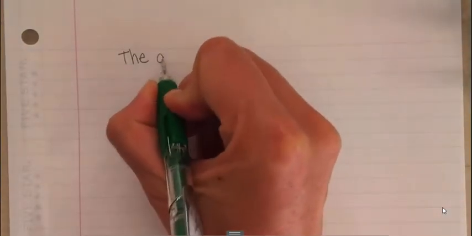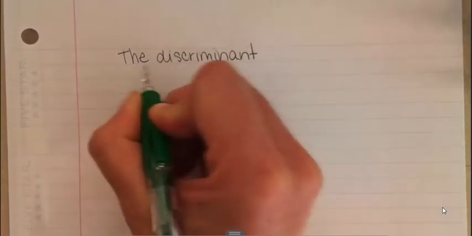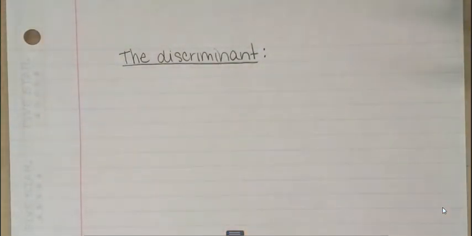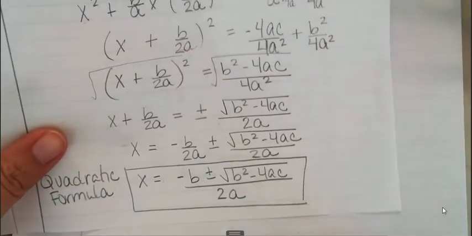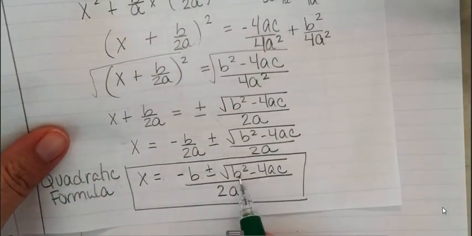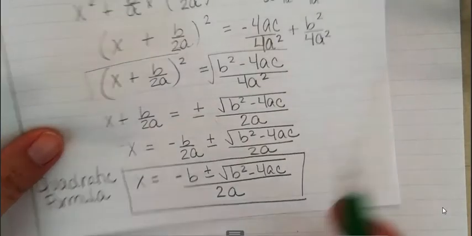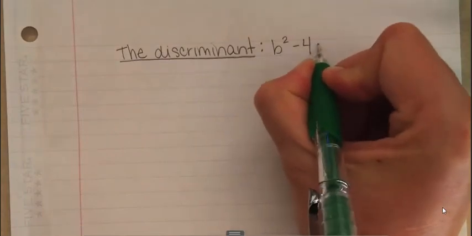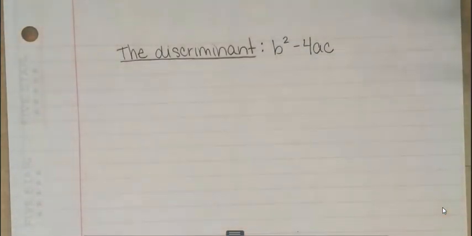So continuing on, let's talk about the discriminant. The discriminant comes from the quadratic formula, and it's basically that part of the quadratic formula that is underneath the radical. So it's the b squared minus 4ac. And the reason why this becomes so important is it tells us how many solutions, or how many real solutions our quadratic equation can have.